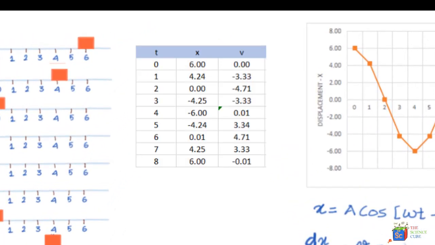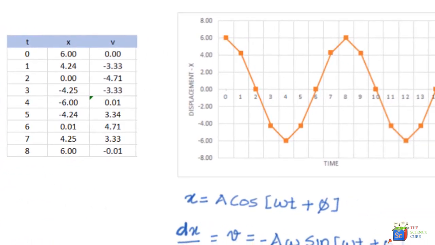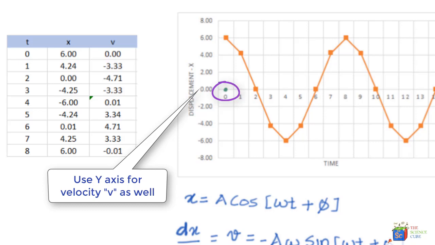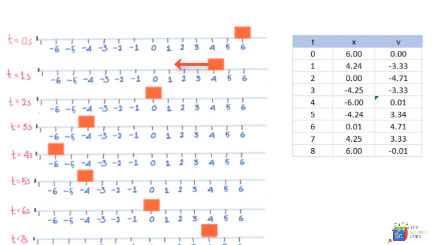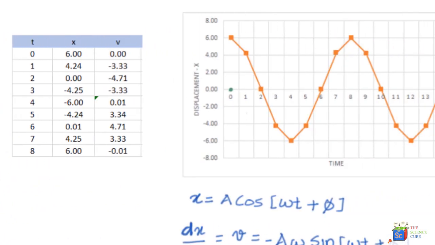We can see at time t equal to 0, its velocity is 0 meters per second. Let's also plot this on the same graph. At t equal to 0, its velocity is also 0 meters per second. At t equal to 1 second, its velocity becomes minus 3.33 meters per second. And the negative sign essentially shows that the mass is moving towards the left. If this is minus 4, this is minus 2, this should be minus 3. So minus 3.33 should be somewhere over here.